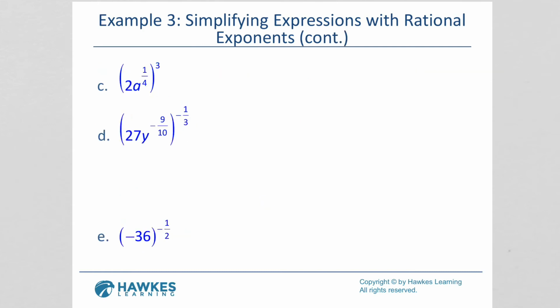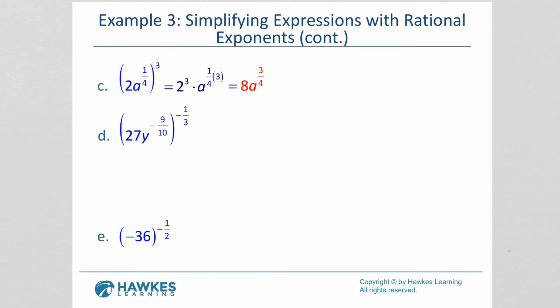Example 3c, we have the quantity 2a to the 1/4, all to the 3rd power. We're bringing that 3 inside, which is going to equal 2 to the 3rd times a to the 1/4 times 3, which is going to give me 8, because that's what 2 to the 3rd is. And then 1/4 times 3 is 3/4, so we have 8a to the 3/4 power.